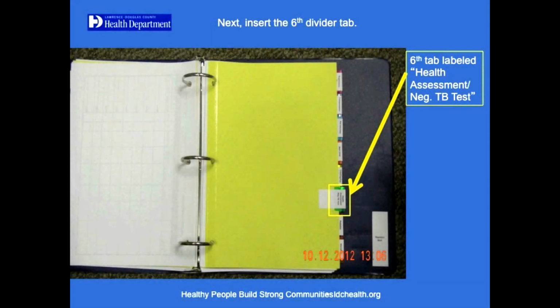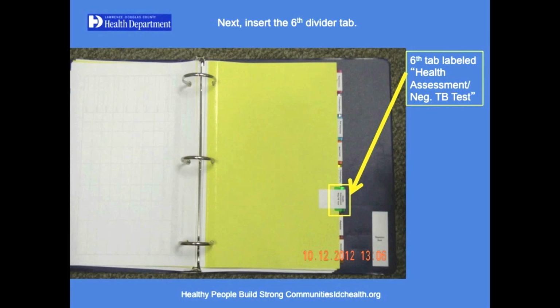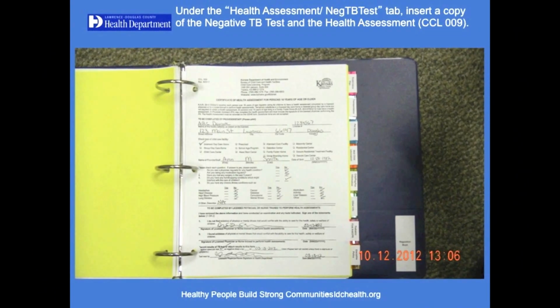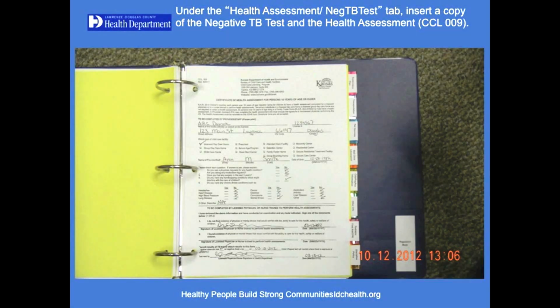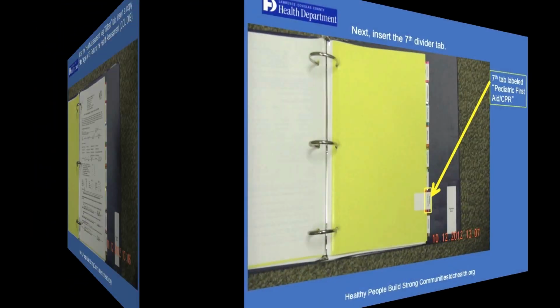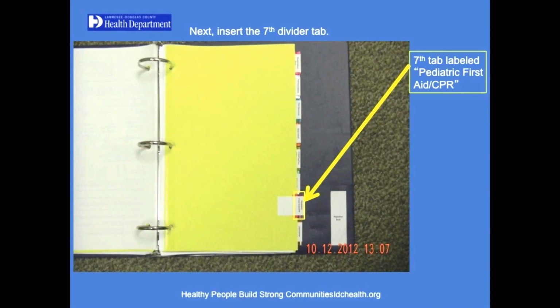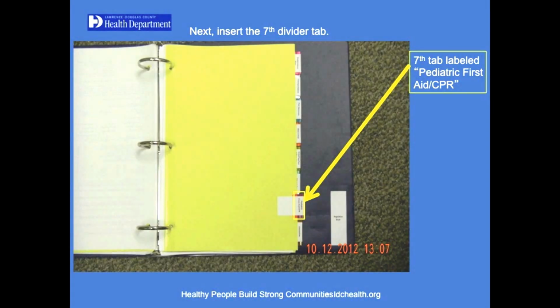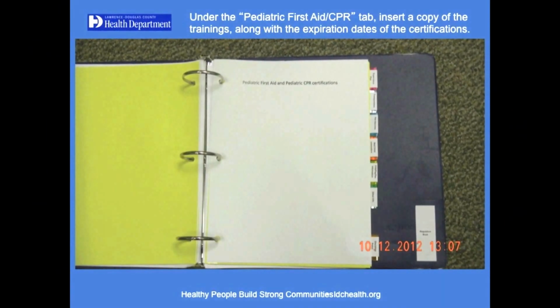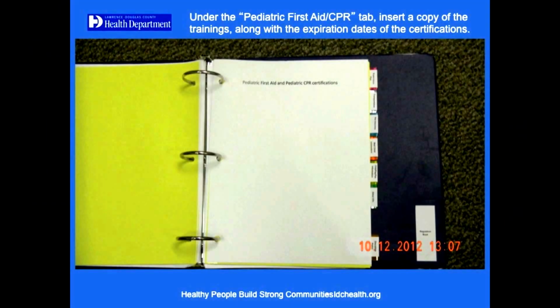Next, insert your sixth divider tab. The sixth tab is labeled Health Assessment and Negative TB Test. Under the Health Assessment/Negative TB Test tab, insert a copy of the Negative TB Test and Health Assessment, CCL 009. Next, insert the seventh divider tab. The seventh tab is labeled Pediatric First Aid/CPR. Under the Pediatric First Aid and CPR tab, insert a copy of the trainings along with the expiration dates.